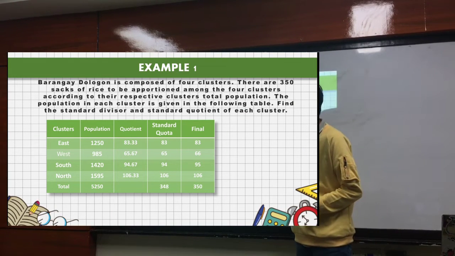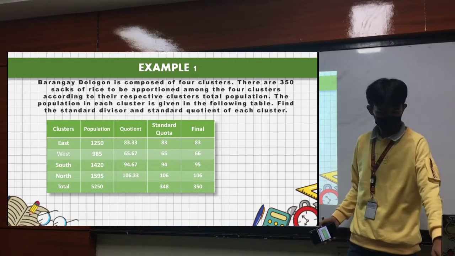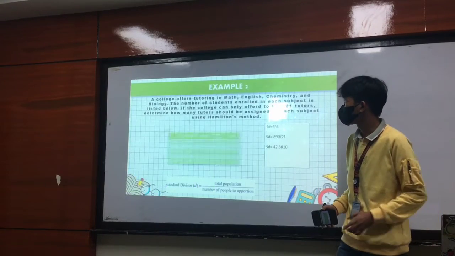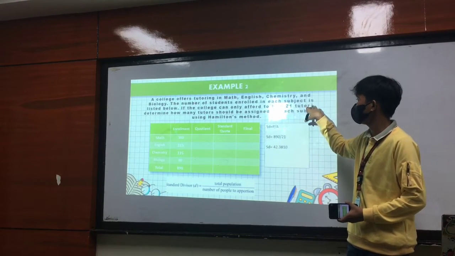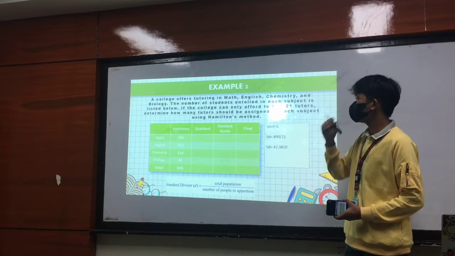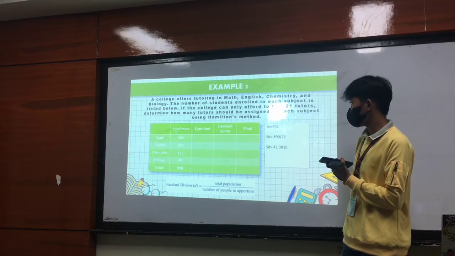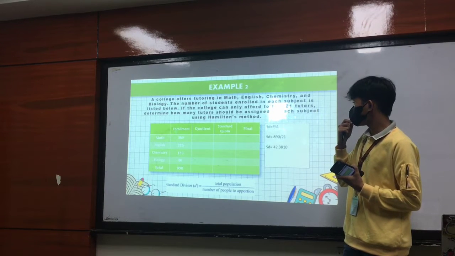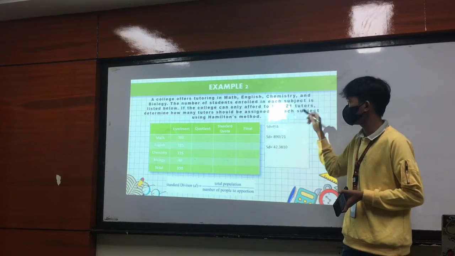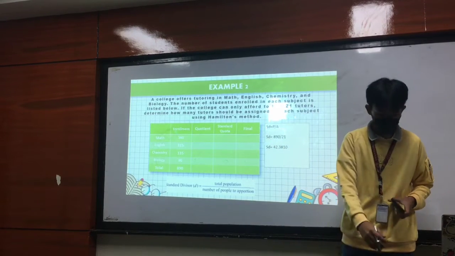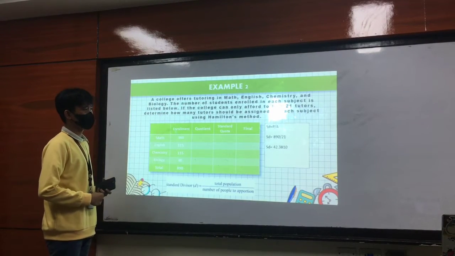We have here the table of example 1. We have here example number 2. A college offers tutoring in math, English, chemistry, and biology. The number of students enrolled in each subject is listed below. If the college can only afford to hire 21 tutors, determine how many tutors should be assigned to each subject using Hamilton's method. So here, first we need to find our standard divisor.